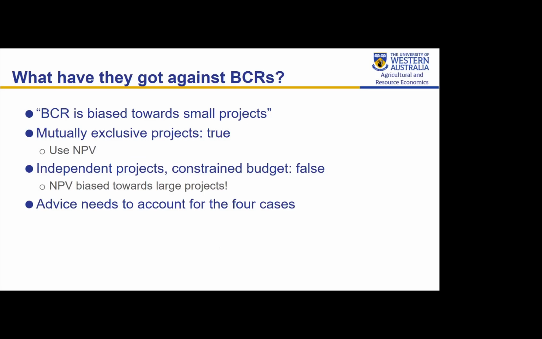There's another argument that's less commonly put about, but does appear from time to time. I think it's in the Australian government guidelines. It says that BCR is biased towards small projects. If we're talking about mutually exclusive projects, again, we've got to break it down into these different categories. For mutually exclusive projects, that's actually true, and that's one of the reasons why net present value is the right decision rule to use in that case. However, if we're talking about independent projects with a constrained budget, it's false. In fact, it's the opposite: net present value is biased towards large projects. So we shouldn't use net present value, we should use BCR. That emphasizes that our thinking needs to account for these 4 different circumstances. If you don't do that, you're likely to go wrong.